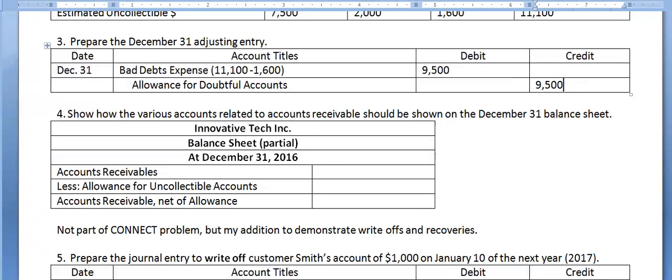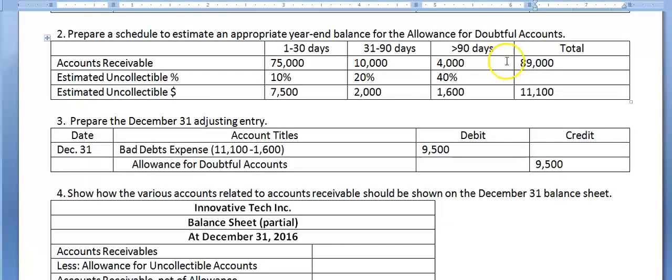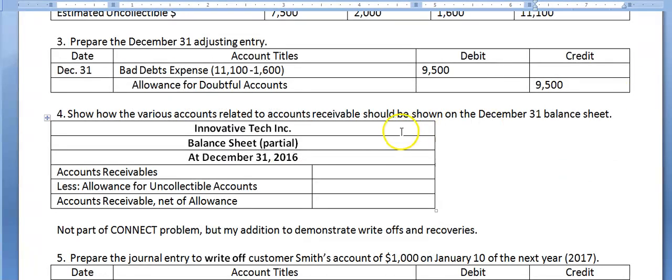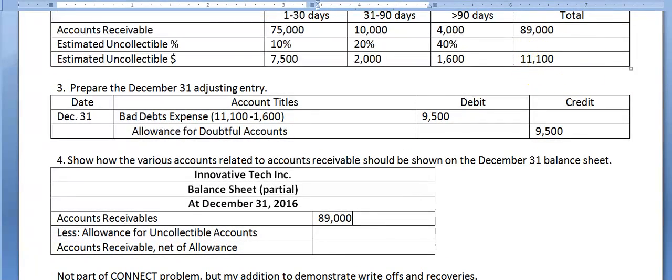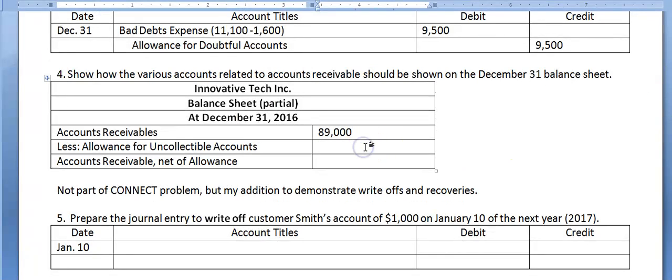How should it be shown on the balance sheet? Well, we should list the amount owed to us in total, $89,000, I apologize, and subtract the 11,100 allowance for doubtful accounts, and the difference will be our net accounts receivable, or accounts receivable net of allowance, or the third name you can call it is the net accounts receivable.